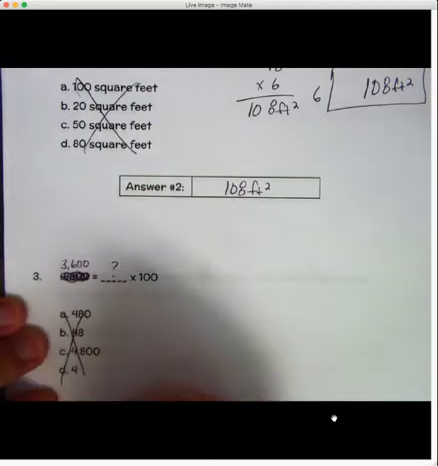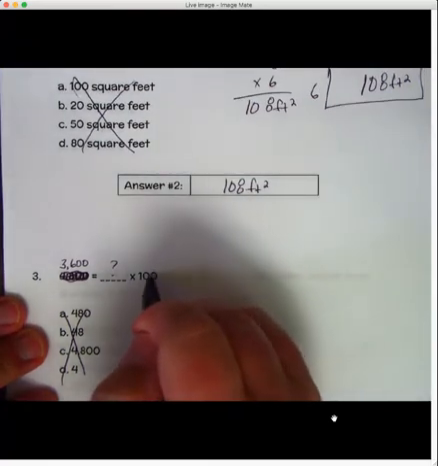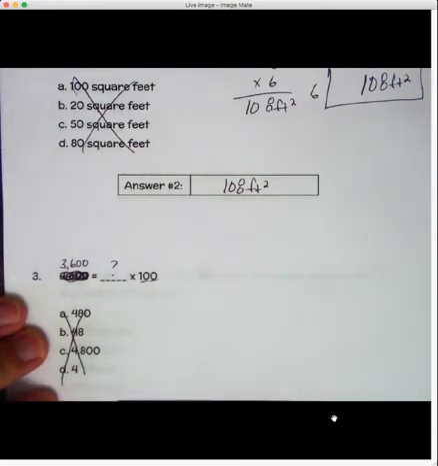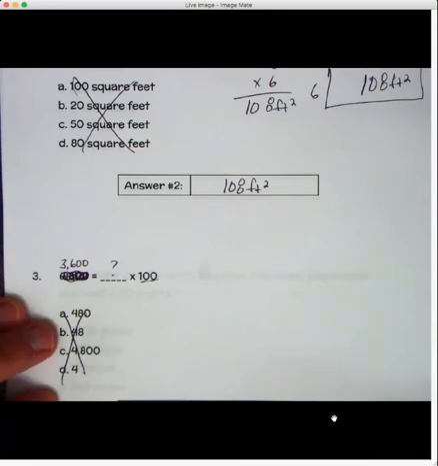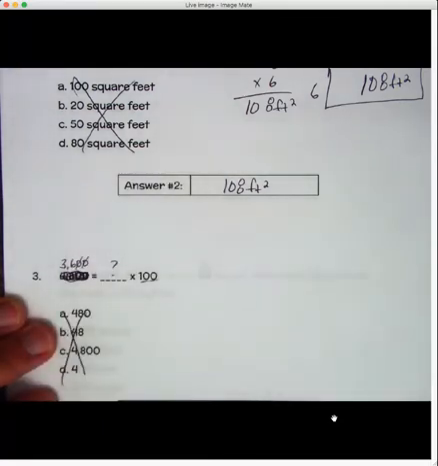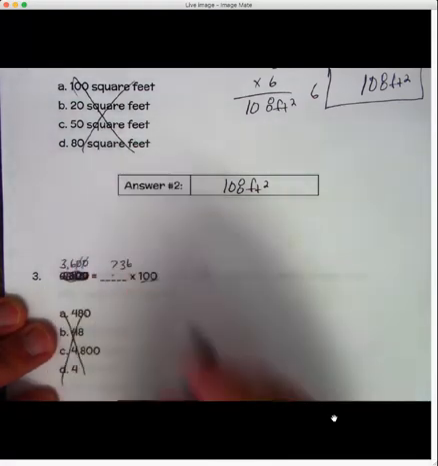Here's an easy way to think about this, guys. We moved over 2 places, right? If you multiply by 10, you move over 1 place. If you multiply by 100, you move over 2 places, or you've added 2 zeros to something. So what is 3,600? If we added 2 zeros to something to get that, then we'll just take off the 2 zeros to find out what it started with.